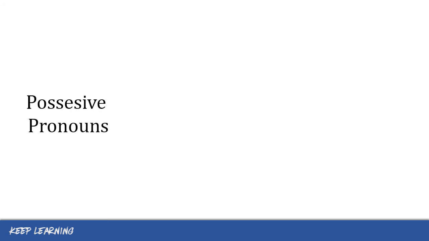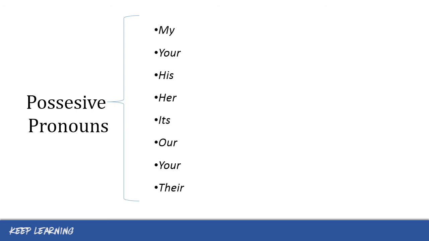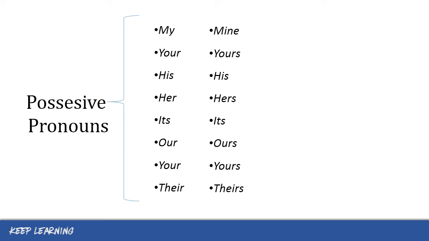Another group of pronouns is the possessive pronouns. Now, the possessive pronouns come in two groups. The adjective pronouns: my, your, his, her, its, our, your, and their. And the adverb pronouns: mine, yours, his, hers, its, ours, yours, and theirs. As you can see, the difference is basically the S when you write them.